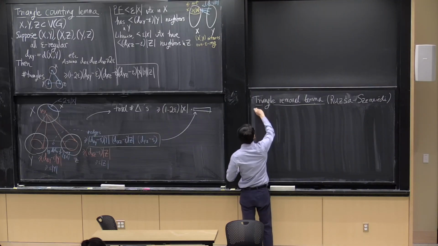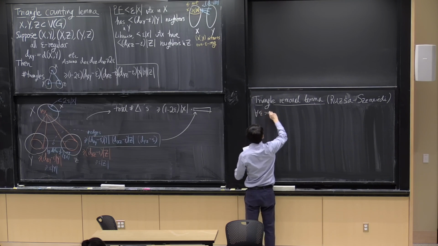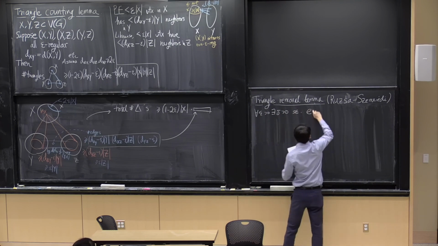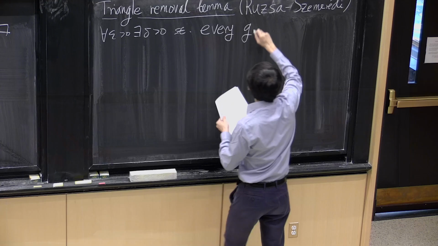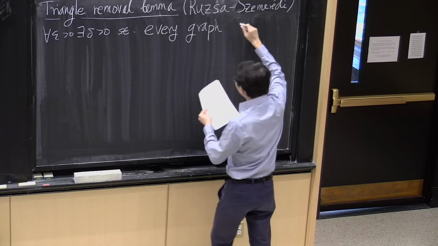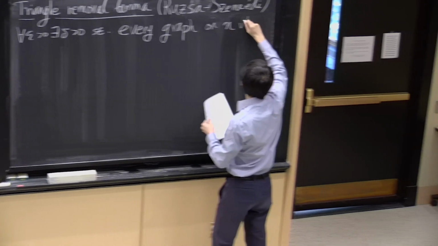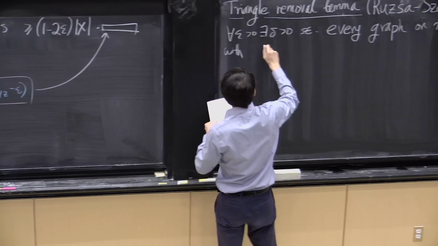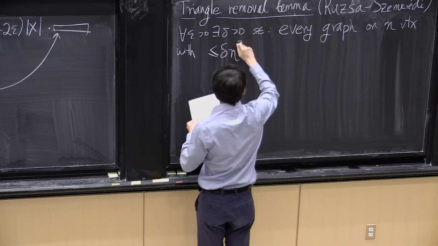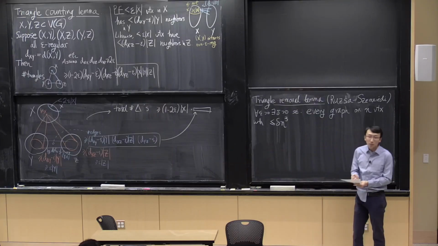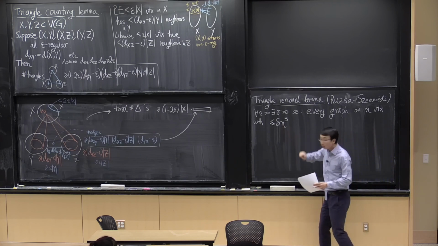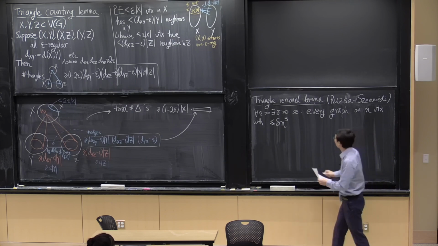Here's a statement. For every epsilon, there exists a delta such that every graph on n vertices with a small number of triangles. Okay, so small number of triangles means a negligible fraction of all the possible triples of vertices are actual triangles. So fewer than delta n cubed triangles.